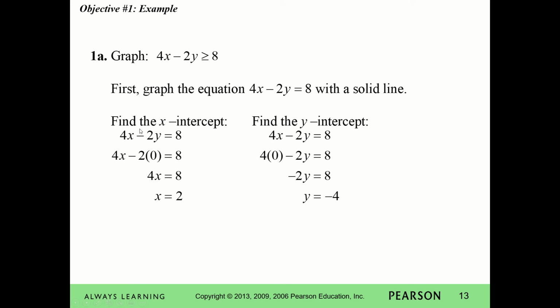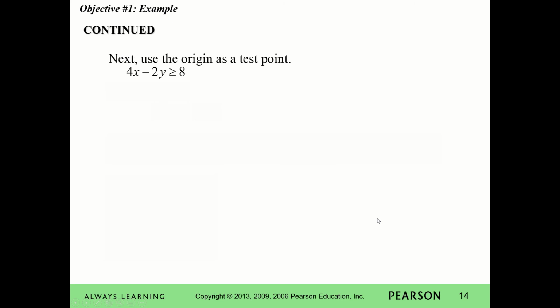So the first thing we find is the x-intercept, so we plug in 0 for y, and we get the first point is 2, 0. Then we plug in 0 for x, solve it out, and we get that y equals negative 4. So now we have what x equals and what y equals, and now we want to plug in the origin.